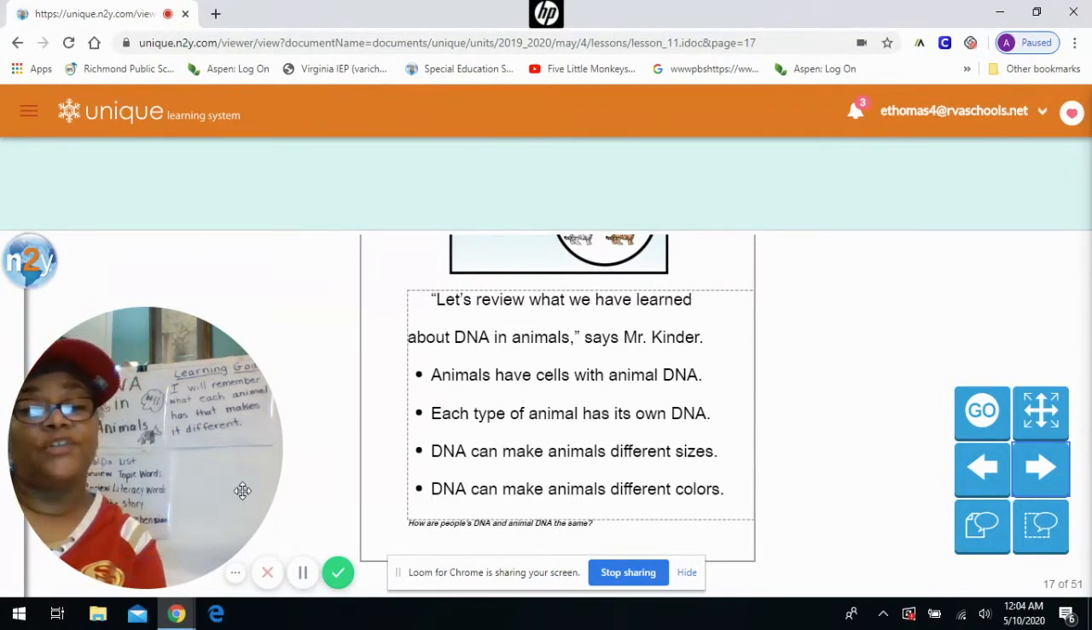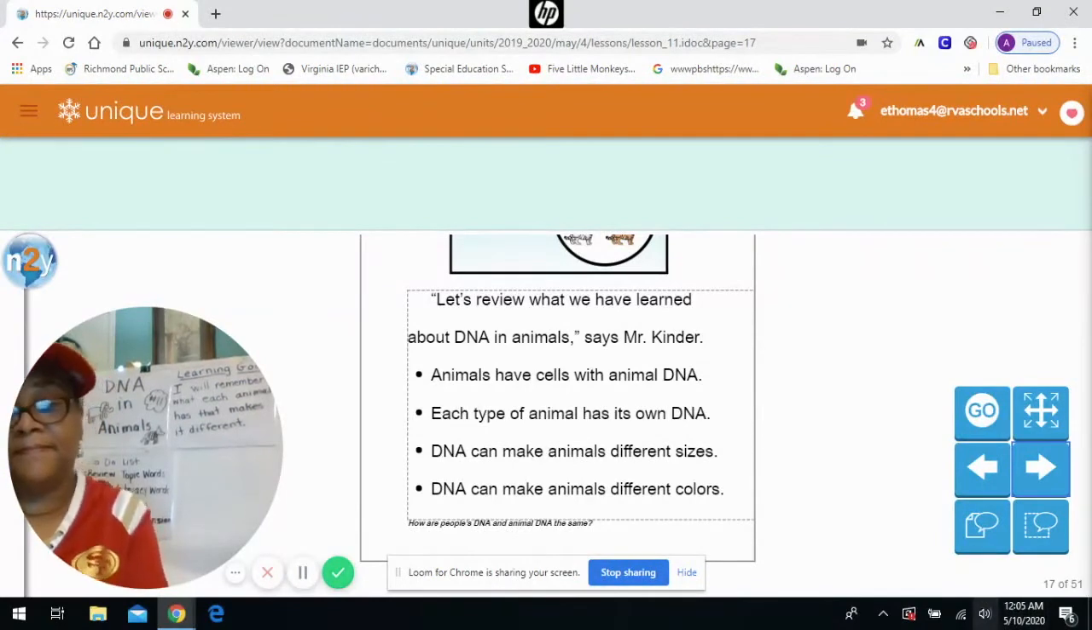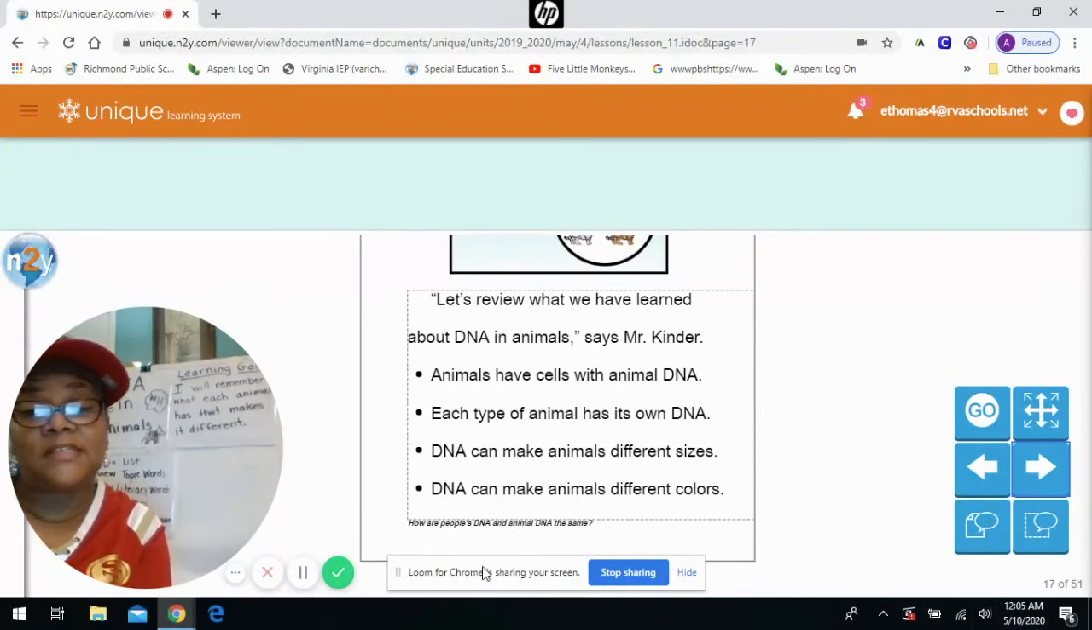Because it changes the hair color and it changes the traits. It can be different. You can have one color of hair and eyes, and I can have another. Animals are different, people are different, but they are the same. Different, but the same. That's how it makes it different.